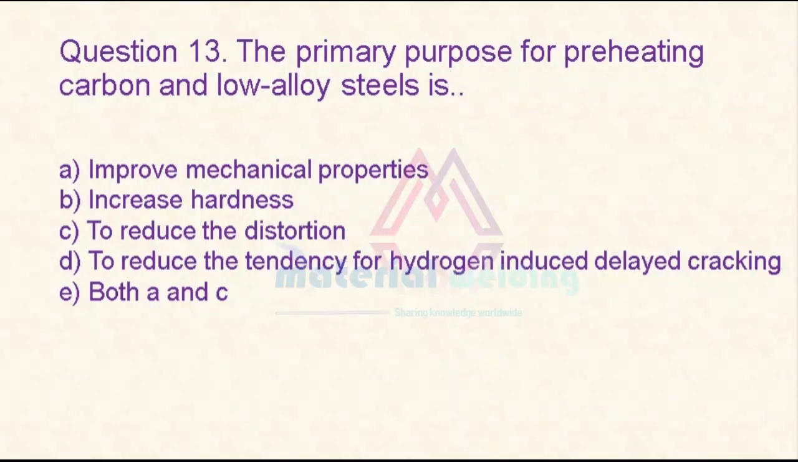Question 13. The primary purpose for preheating carbon and low alloy steels is: A. Improve mechanical properties. B. Increase hardness. C. To reduce the distortion. D. To reduce the tendency for hydrogen-induced delayed cracking. E. Both A and C.